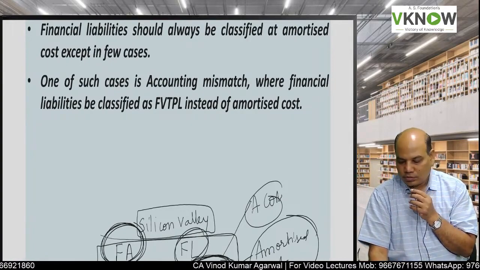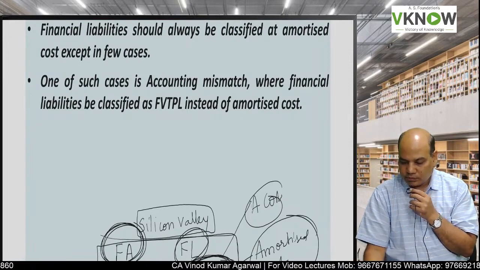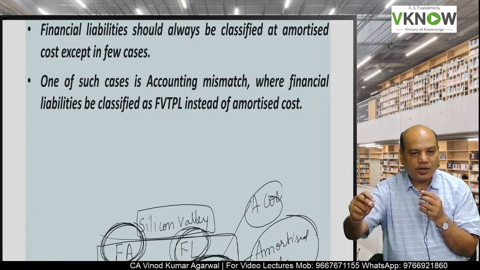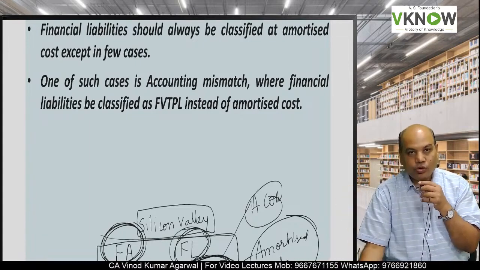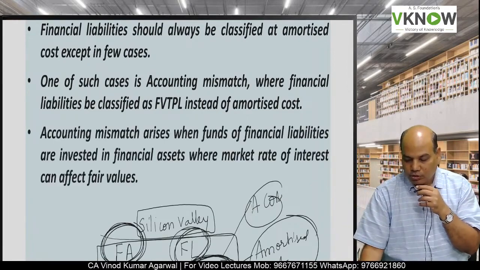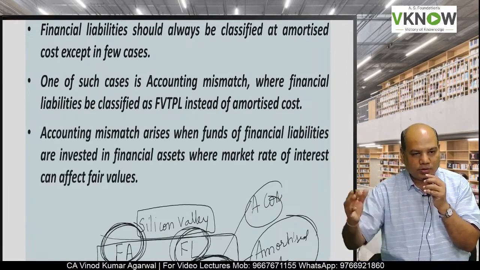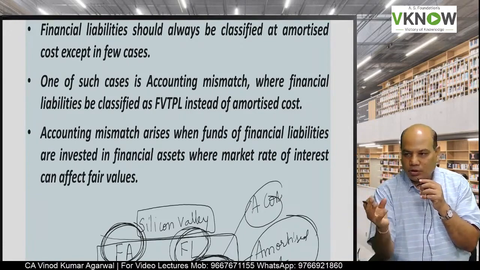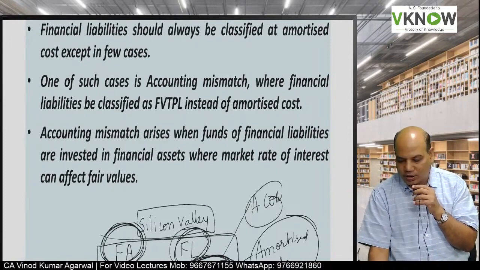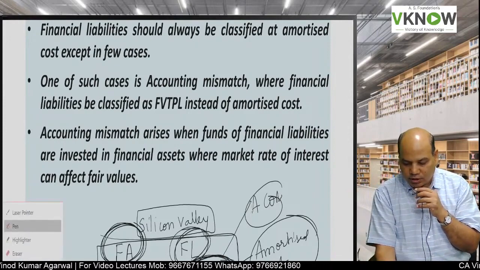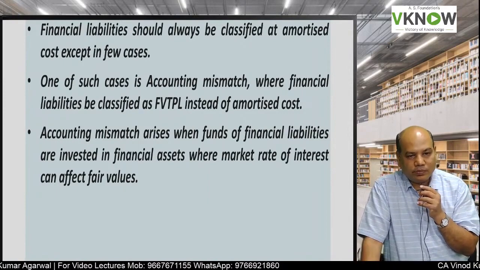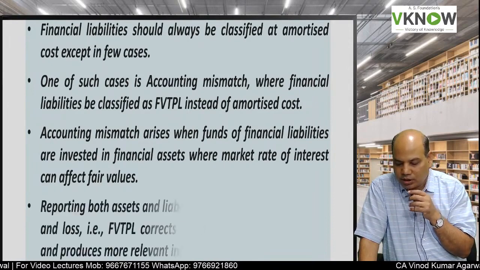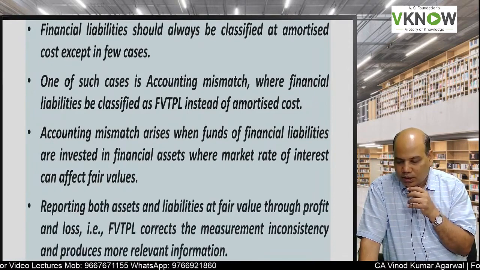What the standard says, to protect your P&L account, this financial liability, instead of classifying as amortized cost, you classify it as FVTPL, so that gain or loss on both the liability and the asset will hit the P&L account. Loss in one will be compensated by the gain in another. And in that case, a financial liability, in order to correct the accounting mismatch, can be classified as FVTPL.